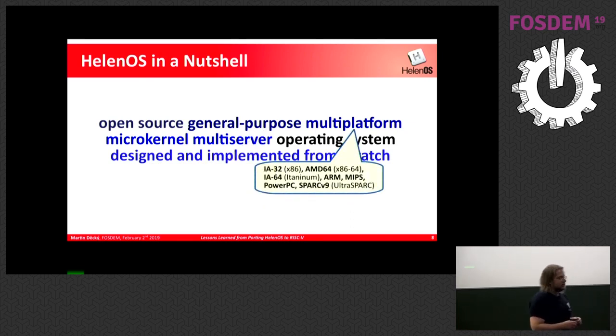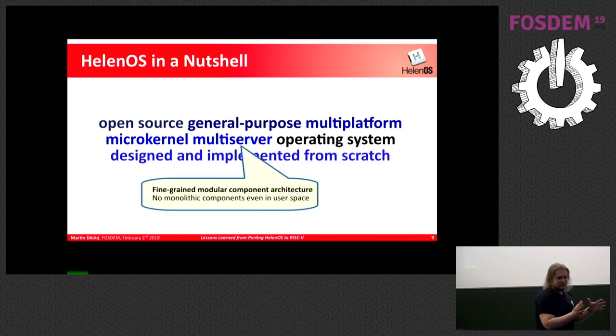We support these hardware architectures. I would say we support them properly. So we really try to make the code base very portable. Only about, I would say, 5% of the size of the source code is platform dependent. Otherwise, everything is platform independent. And this is the reason why I'm talking about RISC-V and porting HelenOS to RISC-V.